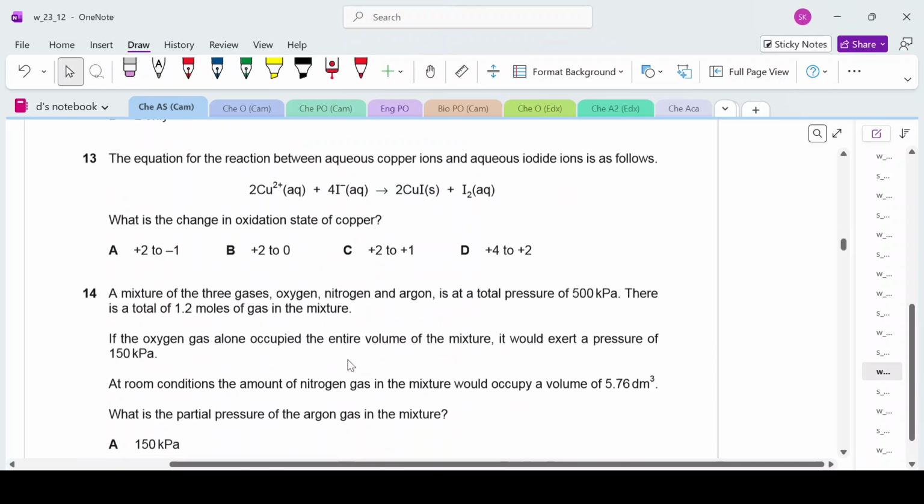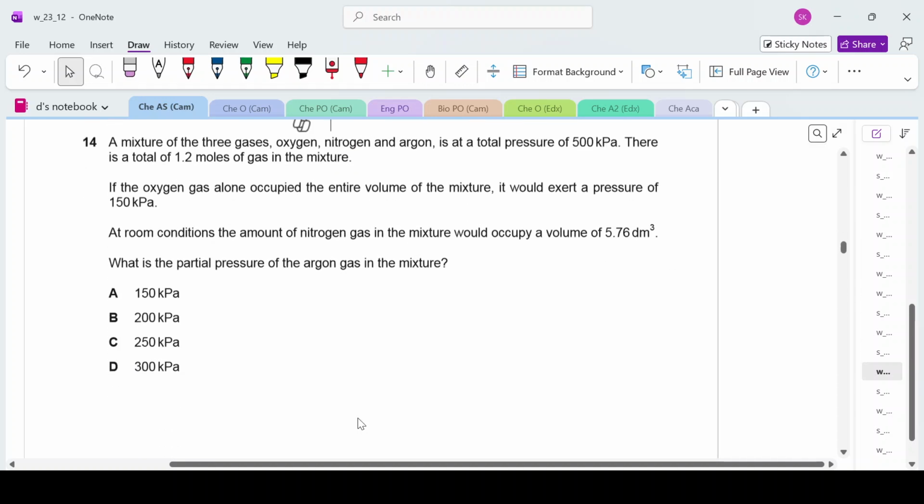The equation for the reaction between aqueous copper ions and aqueous iodide ions is as follows. So 2 plus থেকে 1 plus হয়ে গেছে, এটা 0 হয়েছে. What is the change in oxidation number of copper? That is a half volley, a full toss. 2 plus থেকে 1 plus, 13 is C.